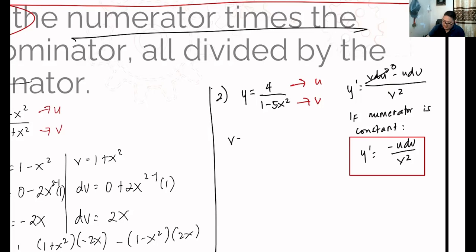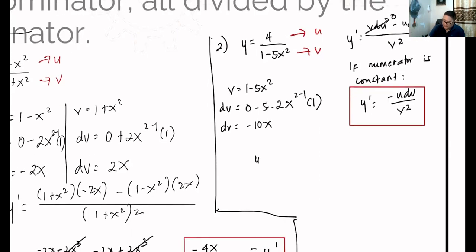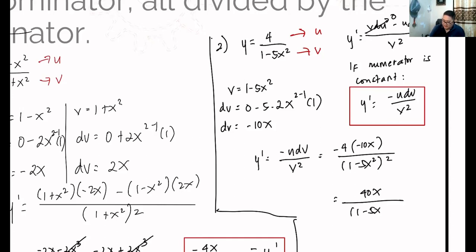Okay? So, para ma-satisfy yung derivative natin, kunin lang natin yung derivative ng v. So, ang v daw natin is equals to 1 minus 5x squared. So, dv is equals to 0 minus 5 times 2x^(2-1) times 1. So, dv natin will be equals to negative 10x. Okay? Then, substitute natin doon sa derivative natin, negative u dv all over v squared. So, that will be negative 4 times negative 10x all over yung v squared natin, 1 minus 5x squared. Pag sinimplify, we have 40x all over 1 minus 5x squared, squared.